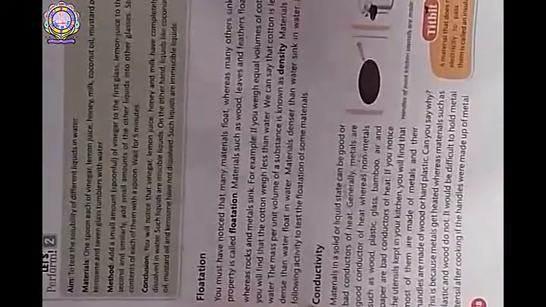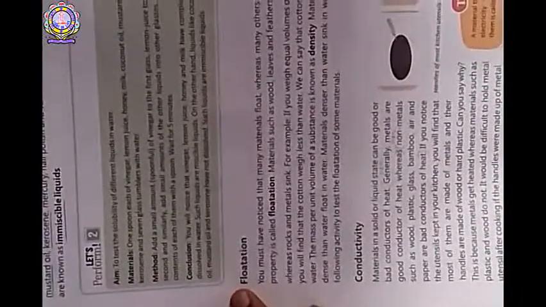Method: first you will add a small amount, a teaspoonful, of vinegar in the first glass, lemon juice to the second, and similarly, in each glass we will try to dissolve a separate thing. In the first glass, we dissolve vinegar. In the second, lemon juice. In the third, honey. Fourth, milk. Fifth glass, coconut oil. Sixth glass, mustard oil. And in the seventh glass, we will try to dissolve kerosene.